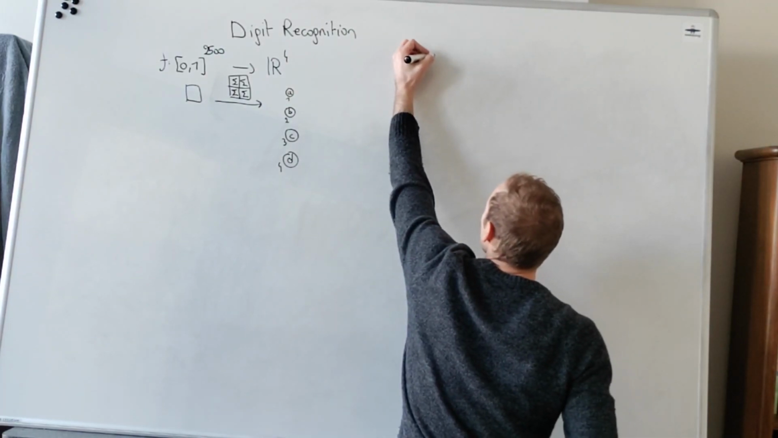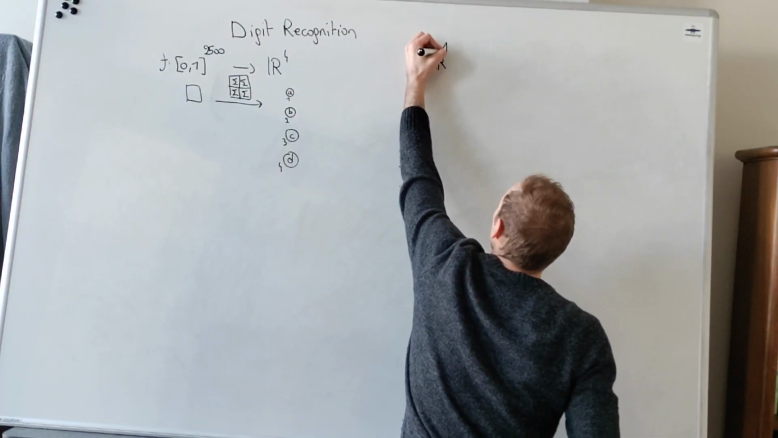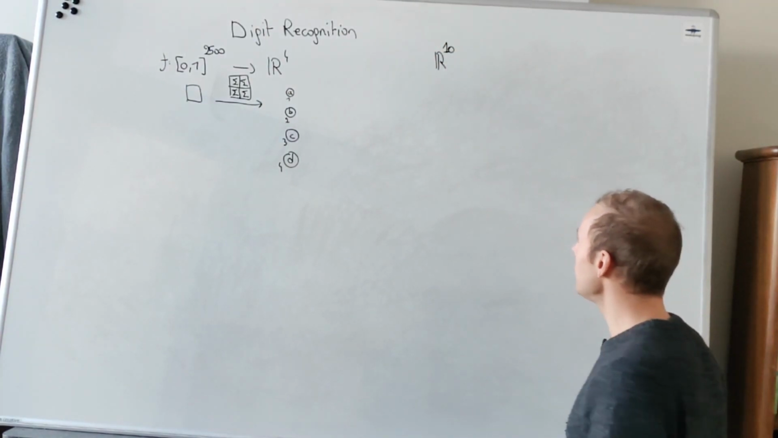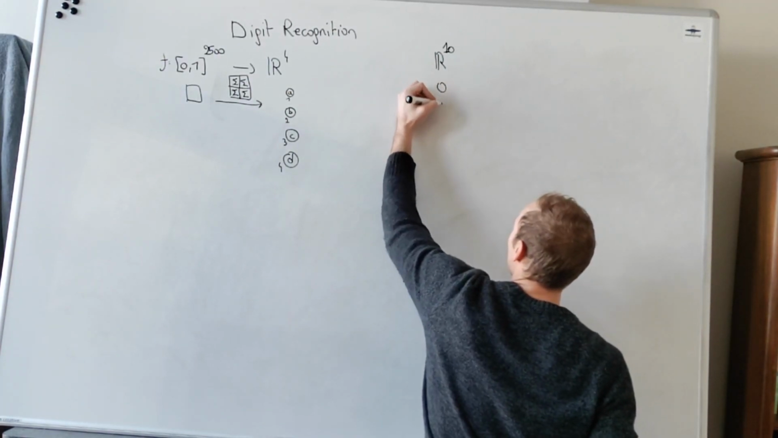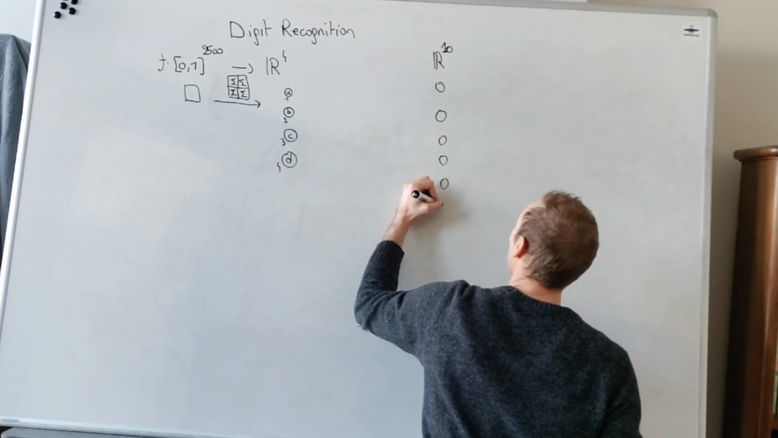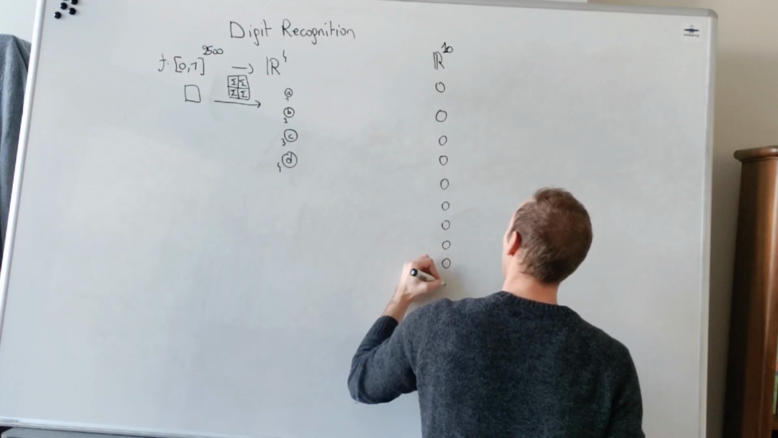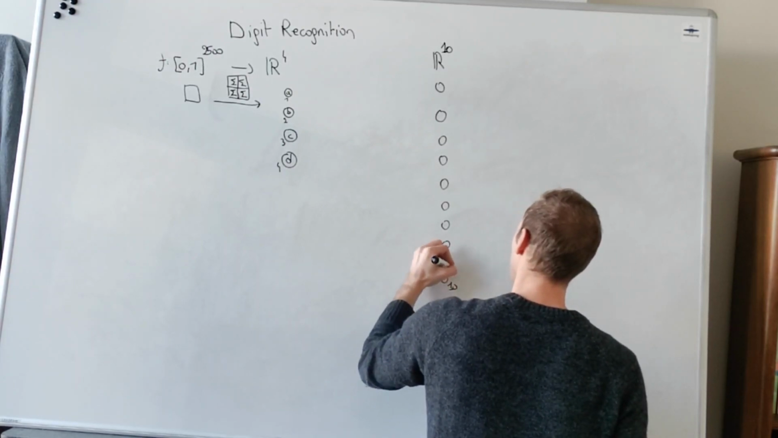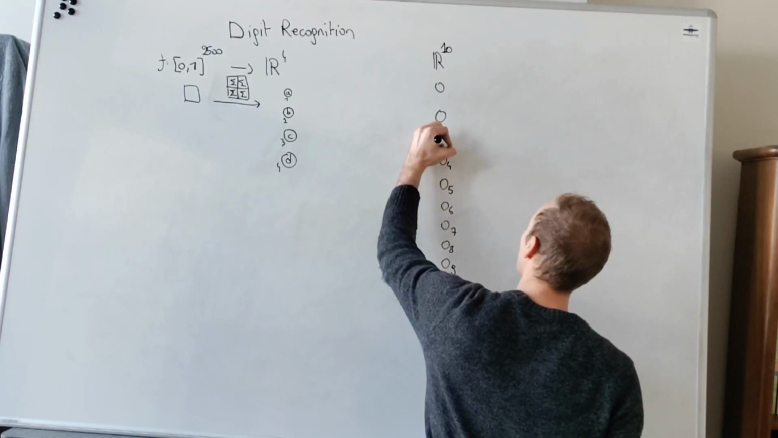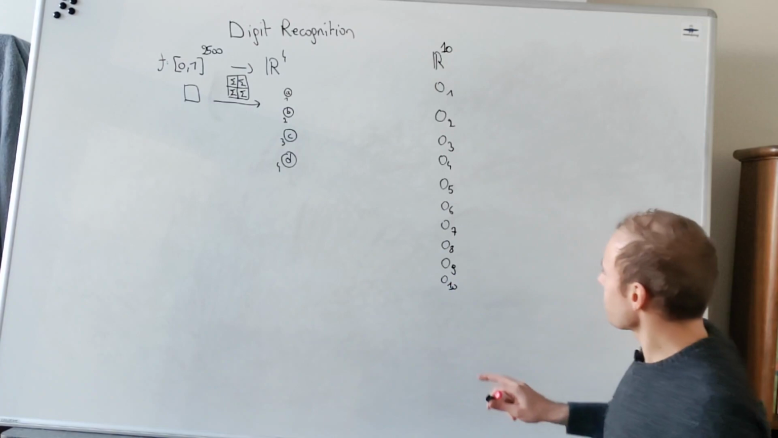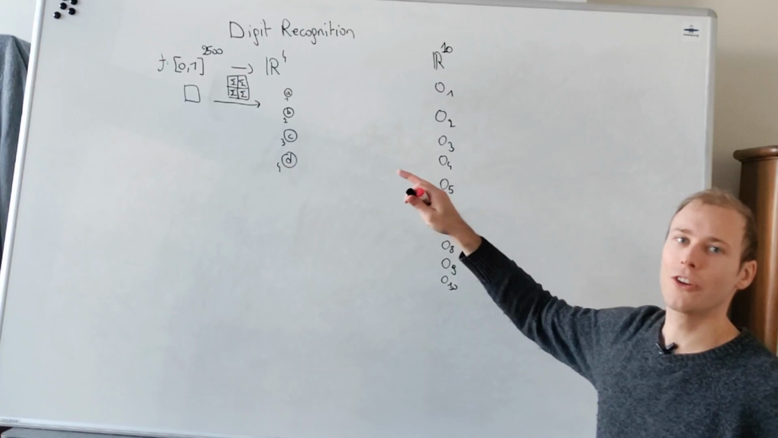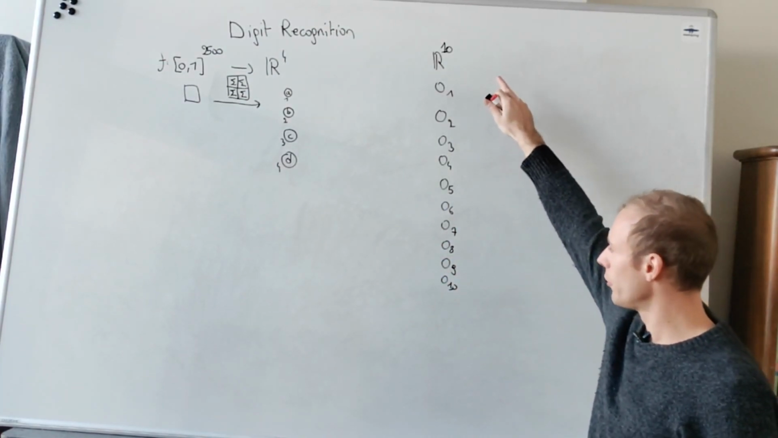Now where do we want to end up? We want to end up actually in a subset of R10 because we have 10 classes, 10 different digits. So I'm gonna write here 10 dots: 1, 2, 3, 4, 5, 6, 7, 8, 9, 10. Because in the end I want to have a 10-tuple with an additional constraint that their sum equals 1. So this will not yet be the output.